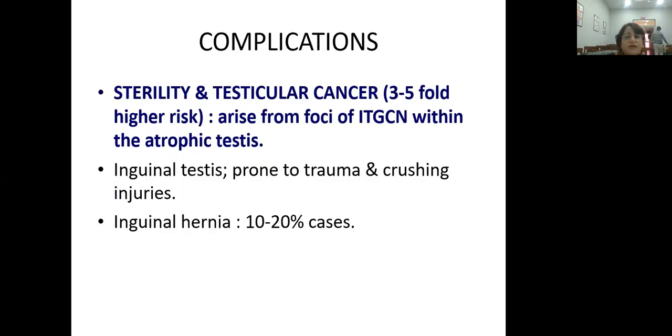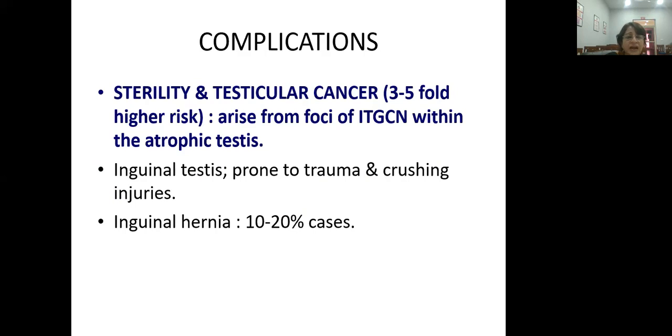So the complications of an undescended testes are sterility and testicular cancer. Testicular cancer develops in these undescended testes with a frequency 3 to 5-fold higher as compared to normal descended testes. So one complication is sterility. Number 2 is the development of testicular cancer.